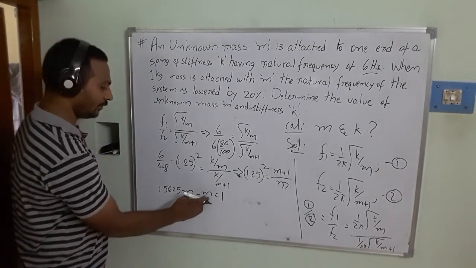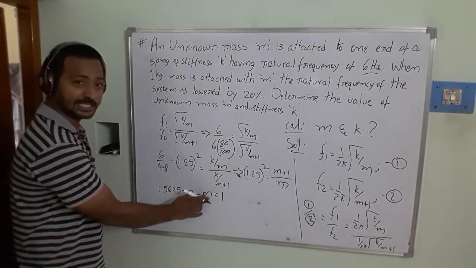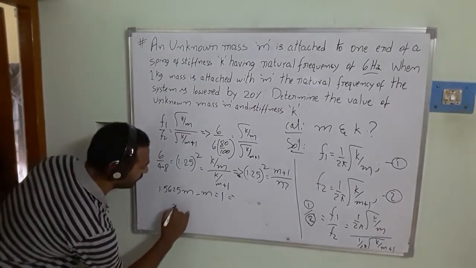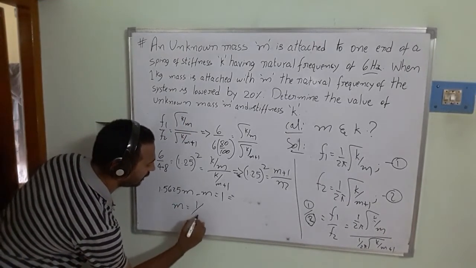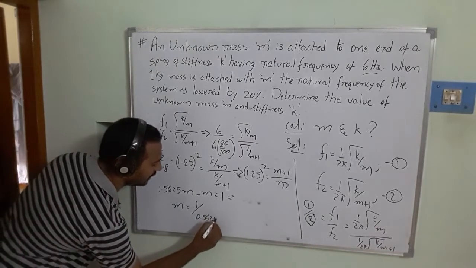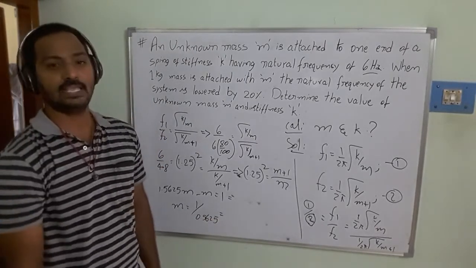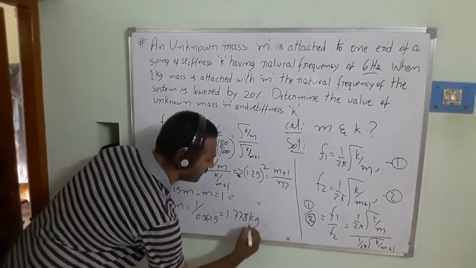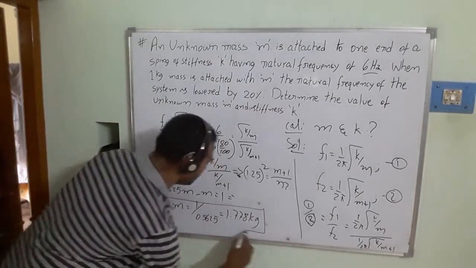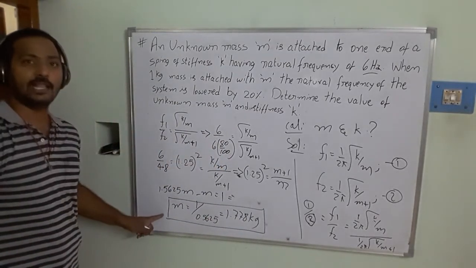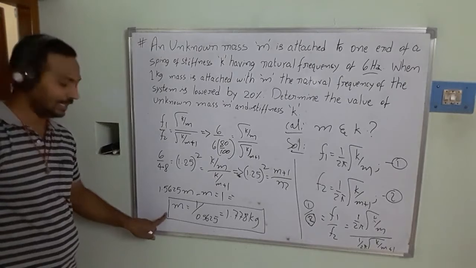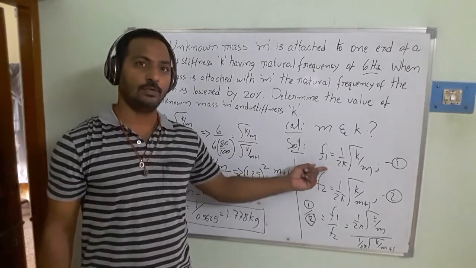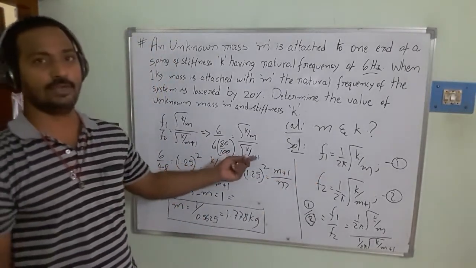So here m is going to be common from this equation, that I am going to be removing. So m is equal to 1 divided by 0.5625, that finally is equal to 1.778 kgs. This is the way we can calculate the mass m. Once you calculate the mass value m, then we can substitute in this equation f1 so that we can calculate the value of the k value.